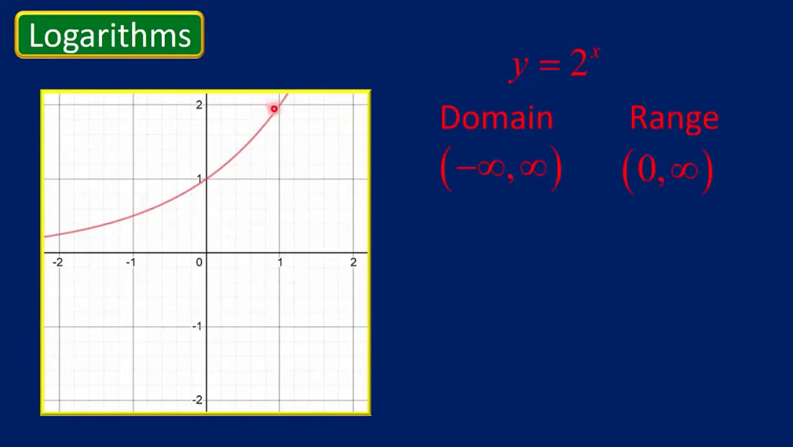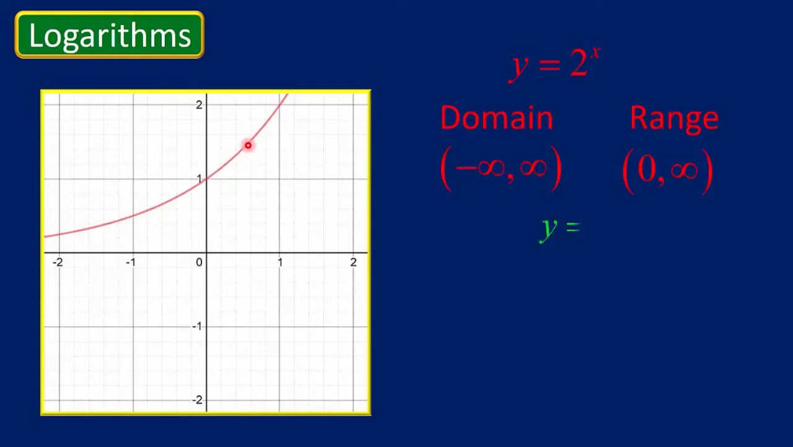Now, notice this exponential function is 1 to 1. That means not only does every x correspond to exactly 1 y, but every y corresponds to exactly 1 x. It passes the horizontal and the vertical line test. Okay, it's a function, and in particular, it's a 1-to-1 function. Now, what's important about that is 1-to-1 functions have inverse functions.